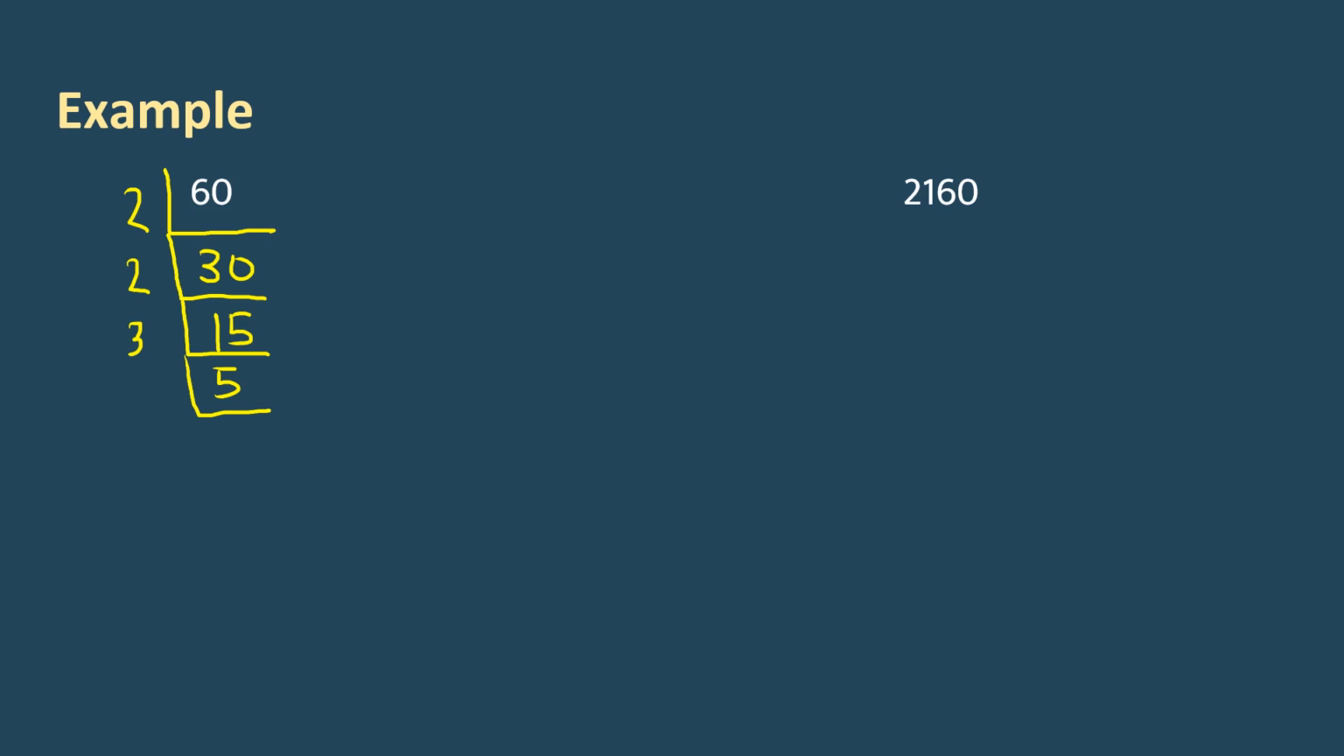5 is divisible by 5. So we write 5. And what we're left with is 1. So once we reach 1, we know we have completed it. So 60 equals 2 to the power of 1, 2, so 2 squared, times how many 3's? 1, 3, and 1, 5. So that is the prime factorization of 60.